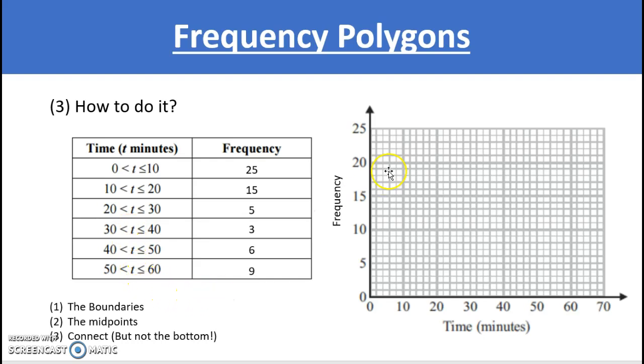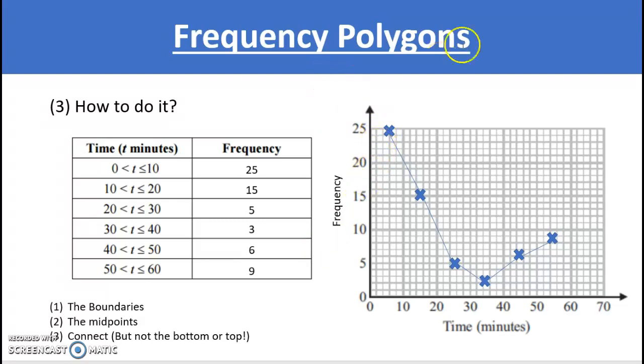And then you plot them onto a graph, but not the bottom or the top. So I'll show you what I mean. For the 5 midpoint here, you go to 25. 15 midpoint, you go to 15. 25, you go to 5, so on and so forth. But we need to connect them. And you have a figure like this.